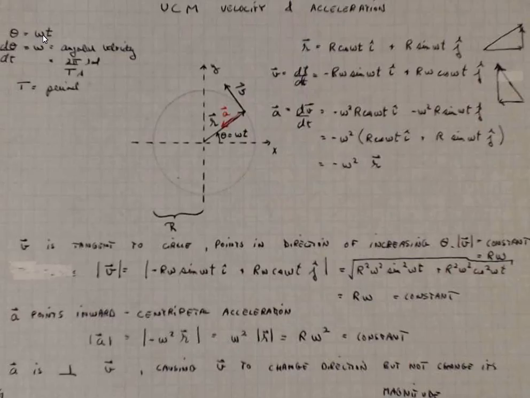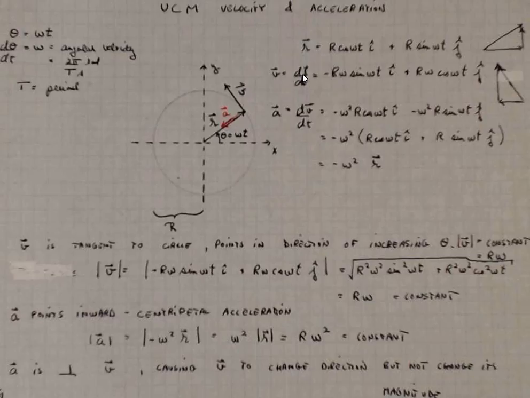Omega, the Greek letter omega, is the angular velocity, and omega is constant. If I take the time derivative of theta, I get omega, and omega has units of radians per second. Once around, corresponding to 360 degrees, corresponds to 2 pi radians, and so the angular velocity omega is 2 pi radians divided by big T seconds. Big T is the period. It's how long it takes the particle to go around the circle once.